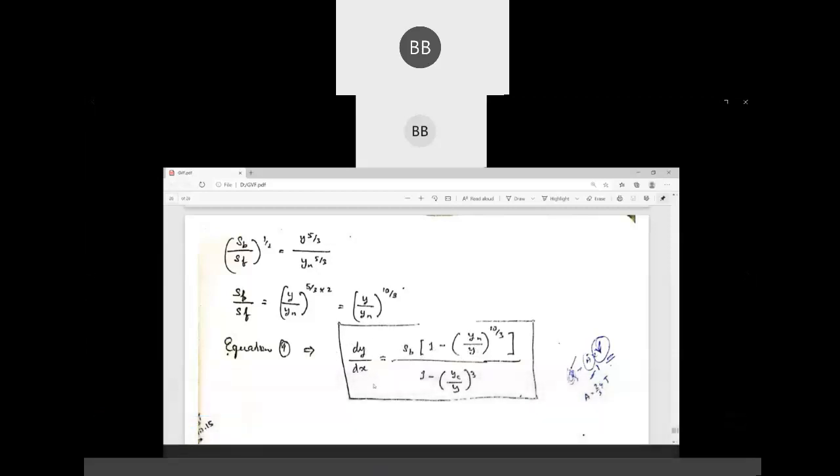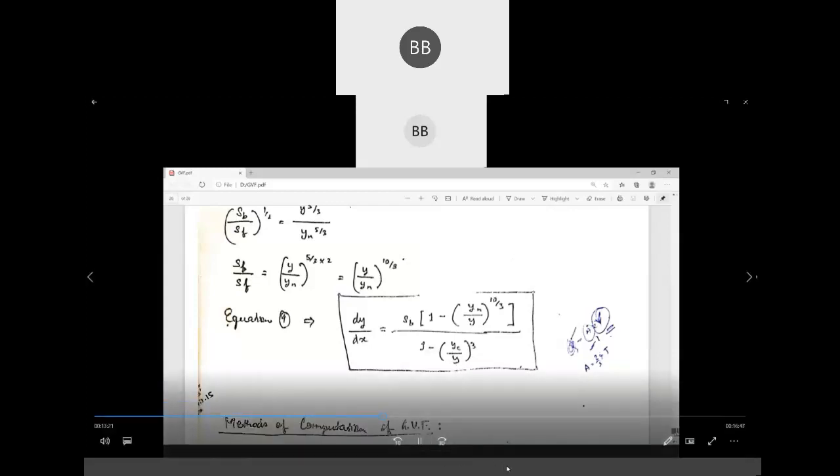So for a wide rectangular, if I ask you to find out the change in depth with respect to distance, that is dy by dx, you can directly use this expression. Or similarly, you can derive an expression for other shapes also, like trapezoidal, like triangular, or any kind of shape. We can simplify the equation simply by providing the depth and bed slope, and we can directly find out dy by dx. So we'll solve a few numericals related to gradually varied flow.